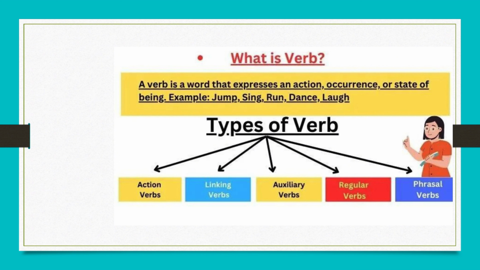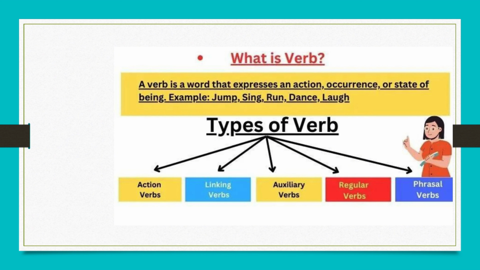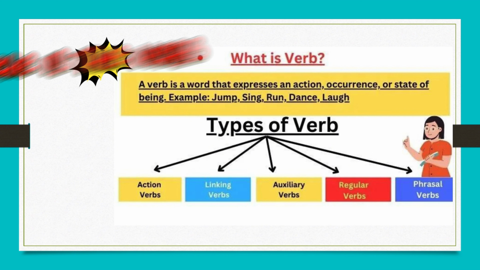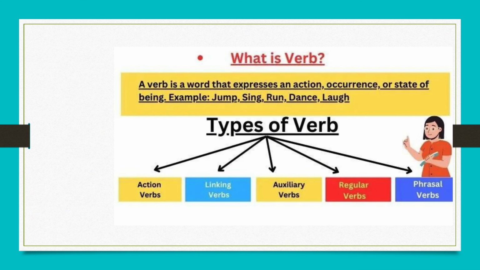But verbs aren't just about actions. They can also describe states of being. Take this sentence: "He is happy." Here "is" is the verb and is telling us about the state of being happy. So verbs are essential because they help us understand what is happening in a sentence.